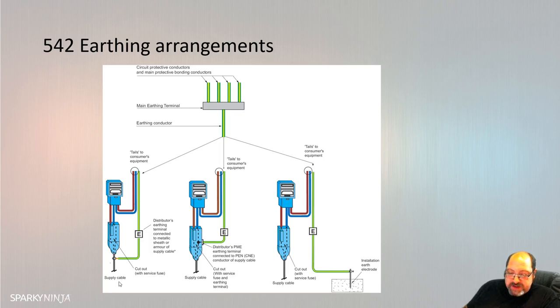For a TN-C-S system where protective multiple earthing is provided, means shall be provided for the main earthing terminal of the installation to be connected by the distributor to the neutral of the source of energy. And that's in there. For a TT or IT system, the main earthing terminal shall be connected via an earthing conductor to an earth electrode complying with 542.2.